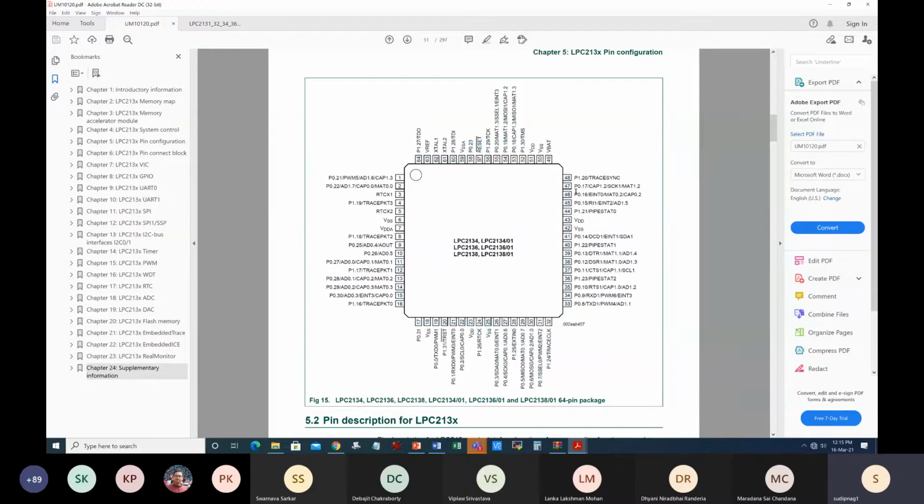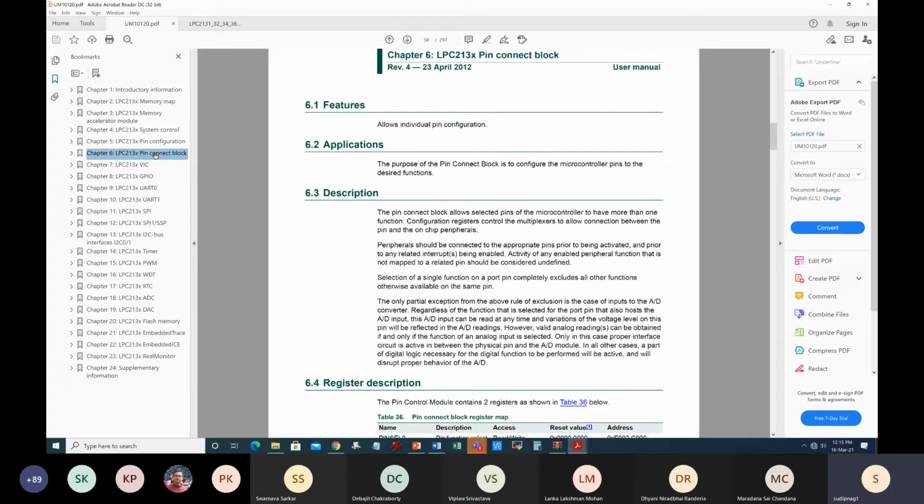Now, what if I want to use GPIO from any one of these pins, any one of the pins which have alternate functions? To select that, we have to say first through our code, basically we have to write something through our code, where we communicate to the microcontroller that we want to use GPIO and not any other alternate function. That information is given through this pin connect block.